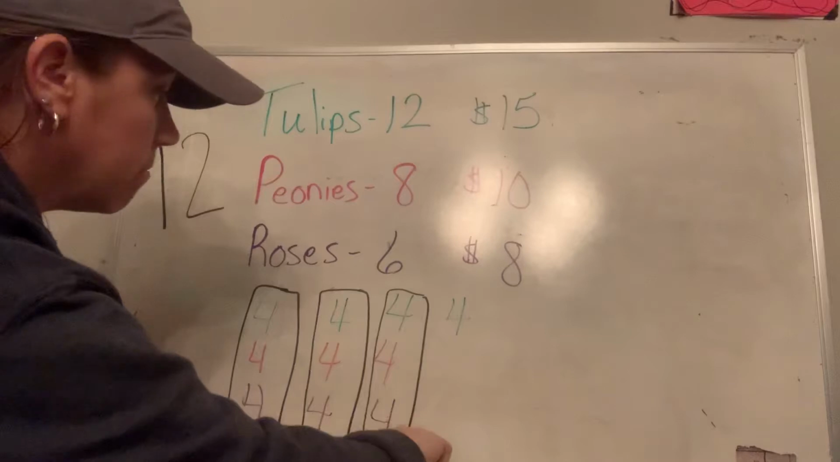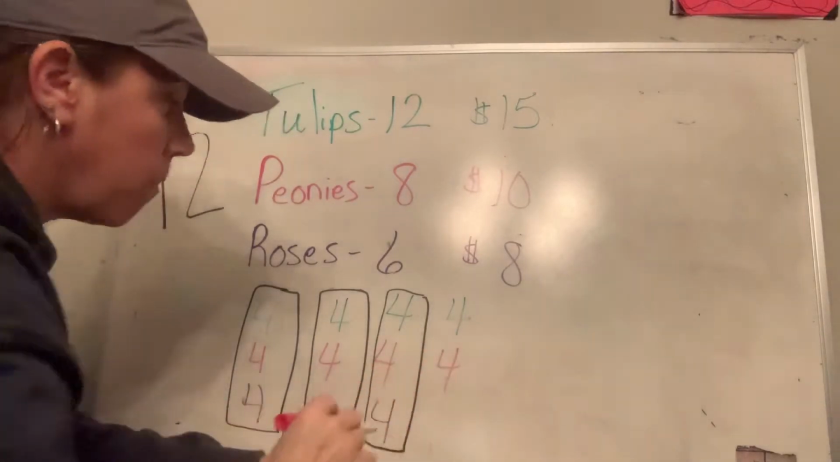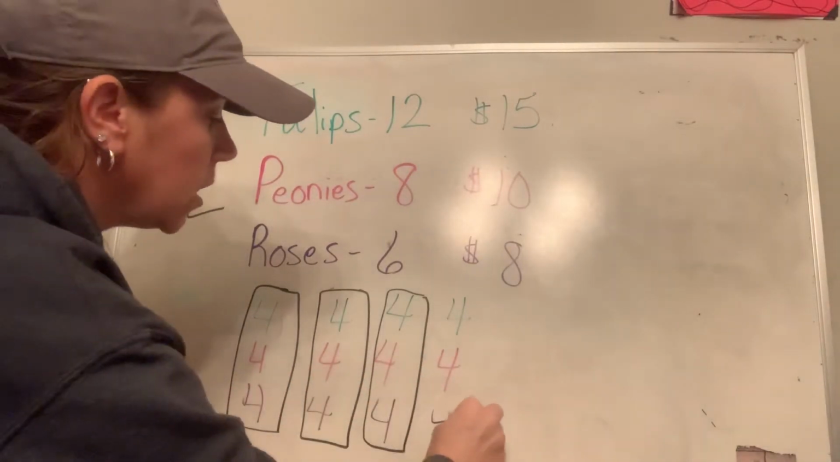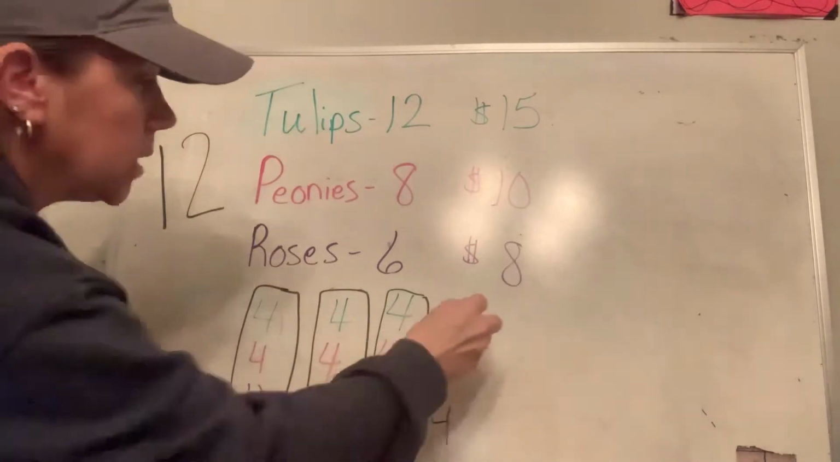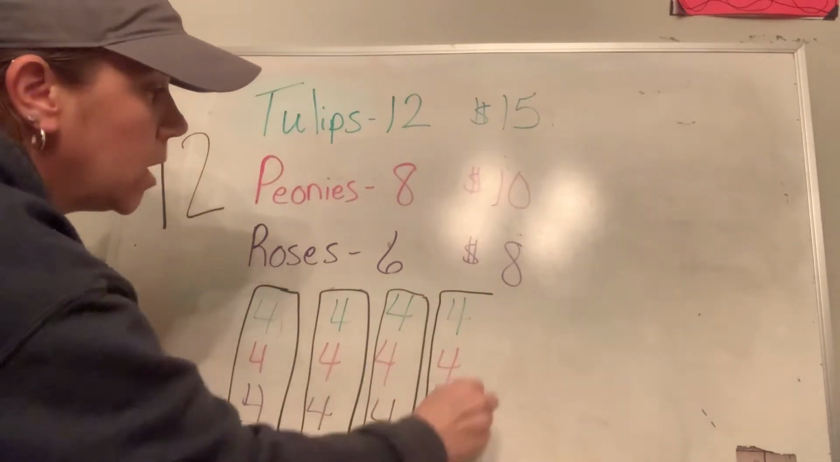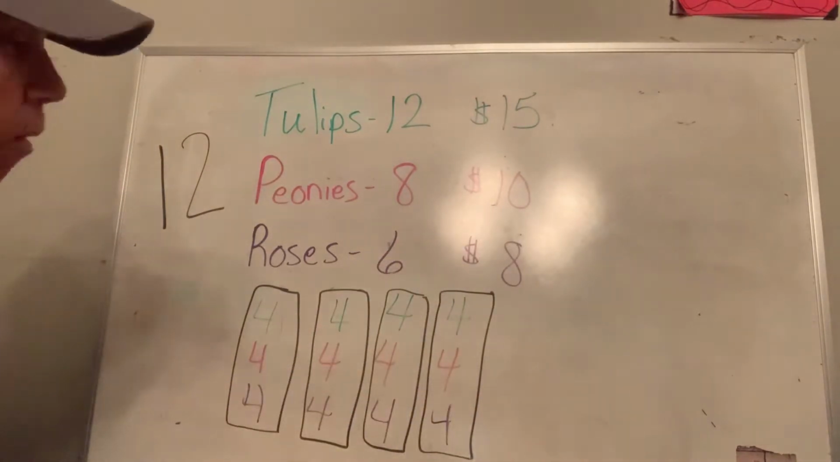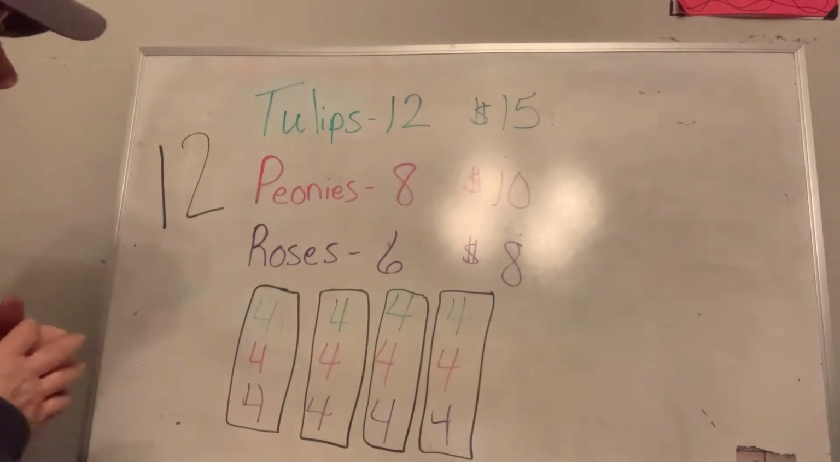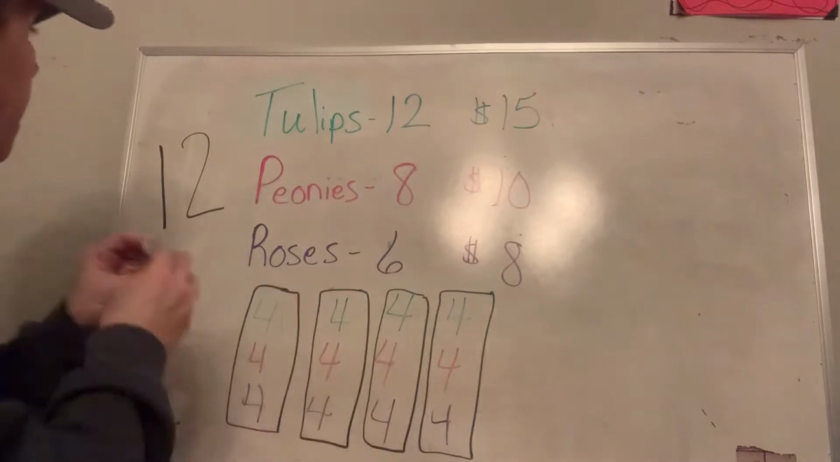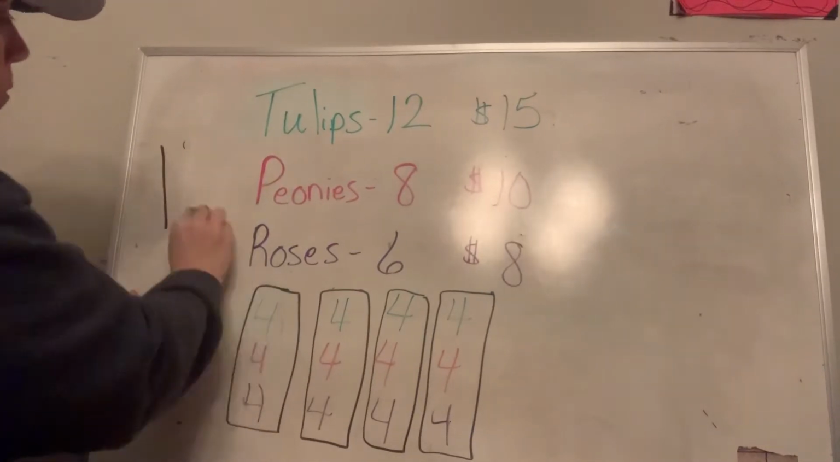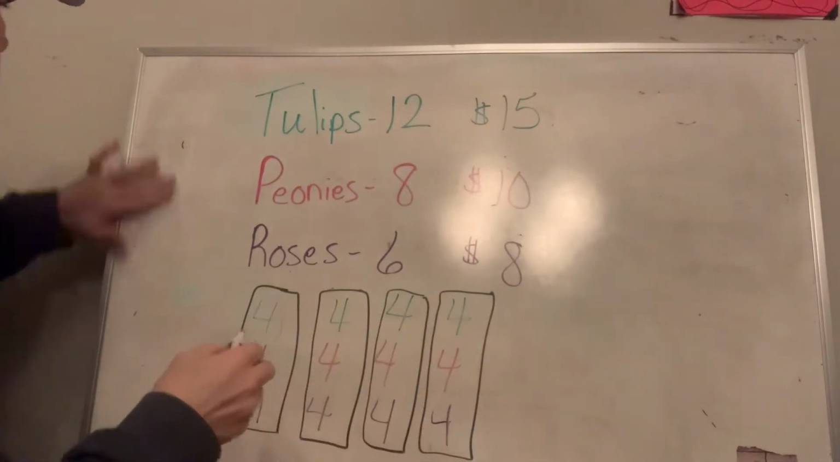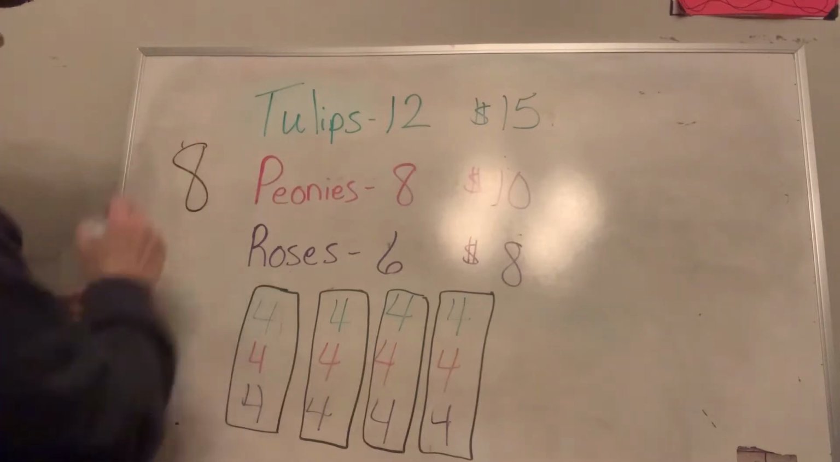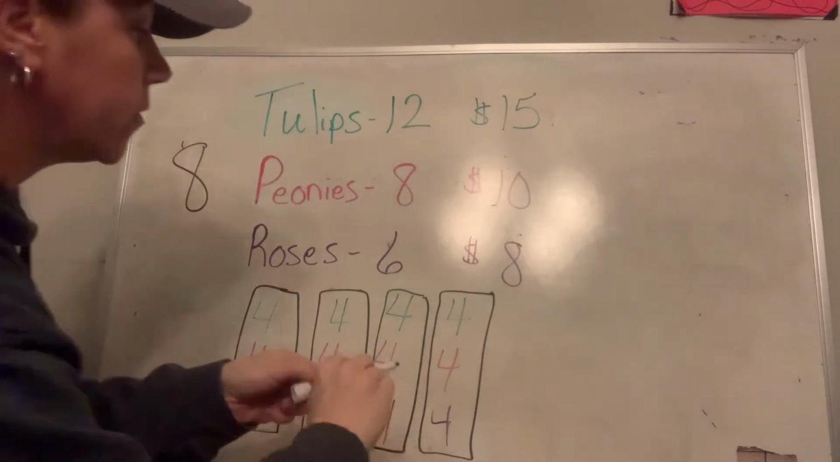And this may seem monotonous for some of you, and I apologize, but it's really nice for those of us who need to see things in picture form to figure out why we divided 24 by 4. Okay, so I took 4 more, and I'm going to put that down to 8. So now I have 8 of each flower left.